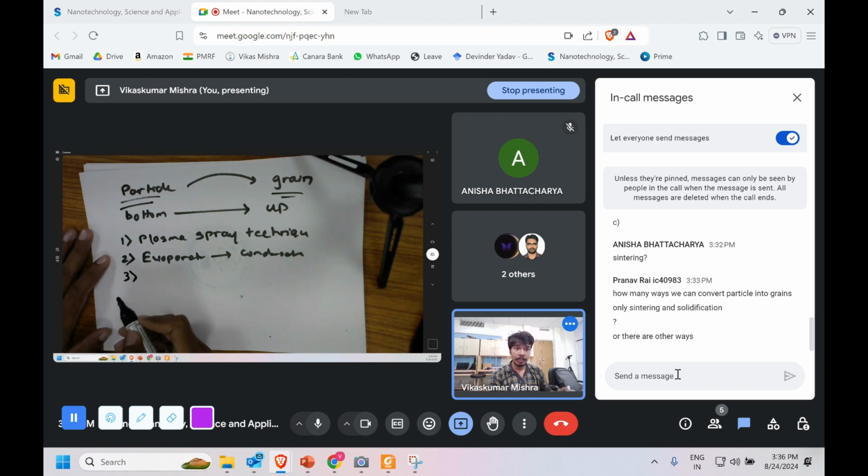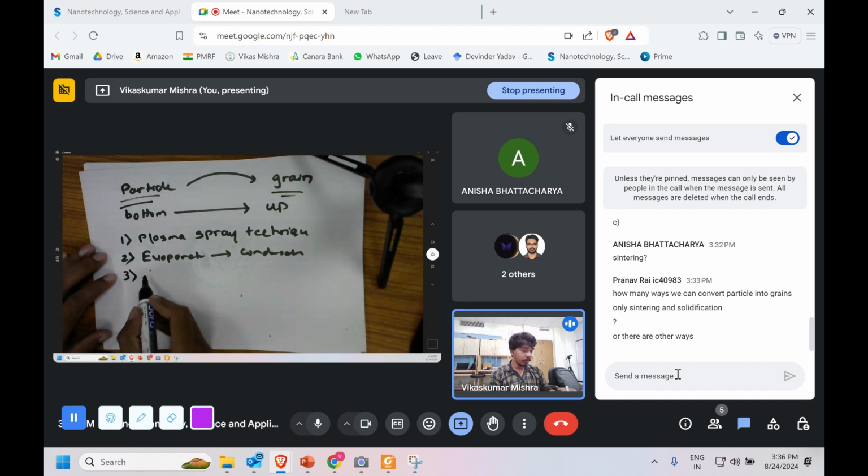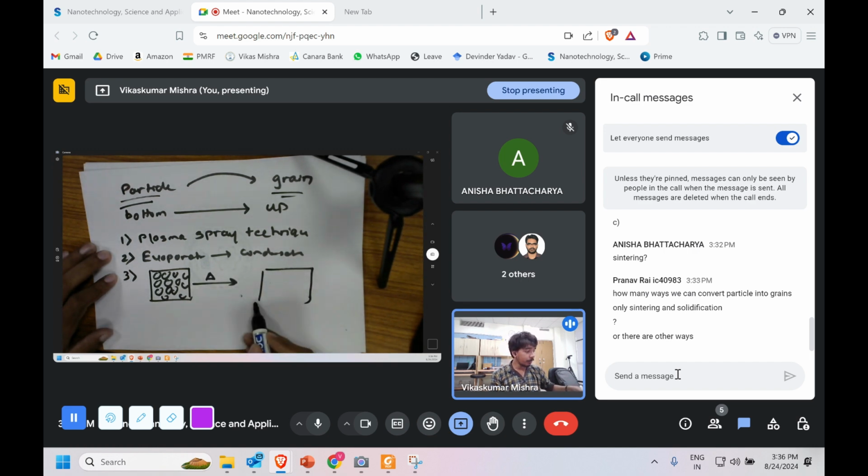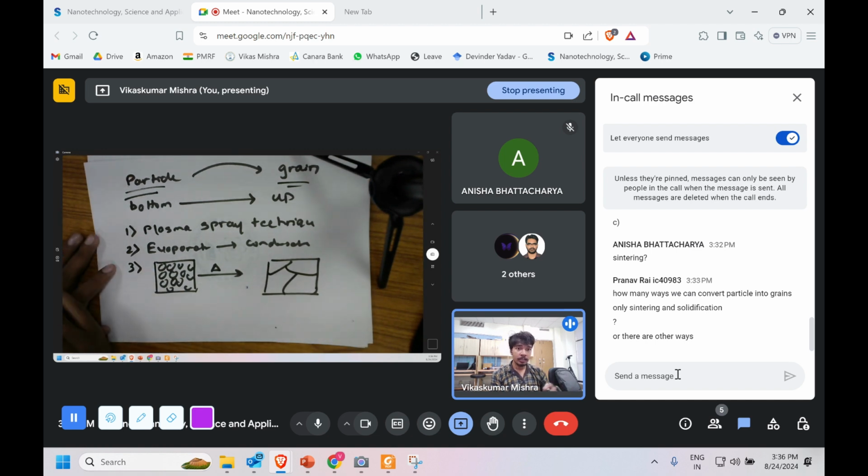Then, as we have already mentioned, there is sintering. We are having the particles. What sintering is about: we compact the powders and heat them up. It will eliminate the space, the porosity which we are having, and we will form the grain. And one more thing you mentioned, solidification. Yes, solidification we can consider.